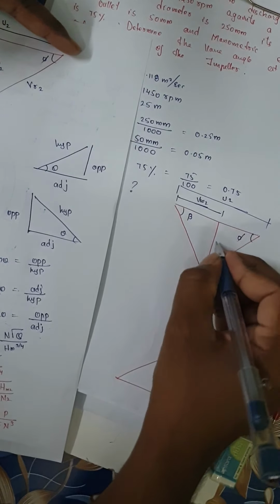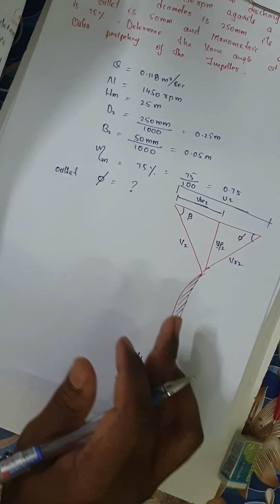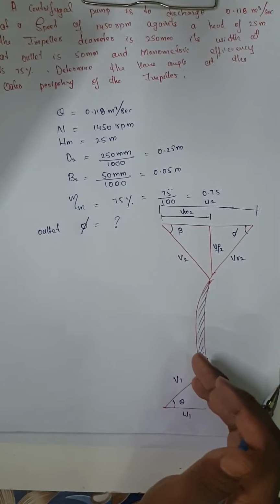So first you have to draw this diagram. Based upon this diagram you can find out the remaining things. First, try to find out u1 and u2. If you want to find u1, the formula is pi d1 n1 by 60, but the d1 value is not given. Easily you can find u2, pi d2 n by 60. So it is better to find u2 first. u2 is equal to pi d2 n by 60.